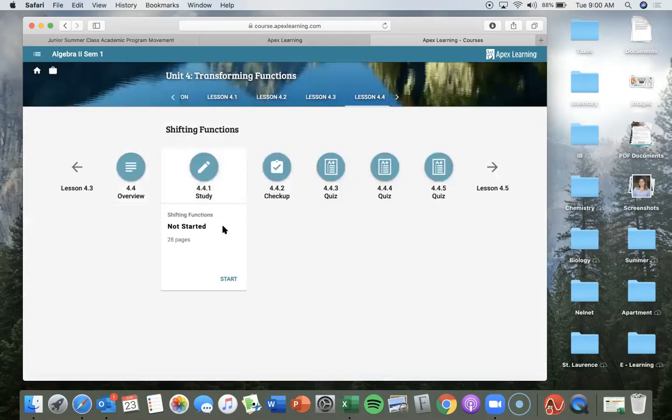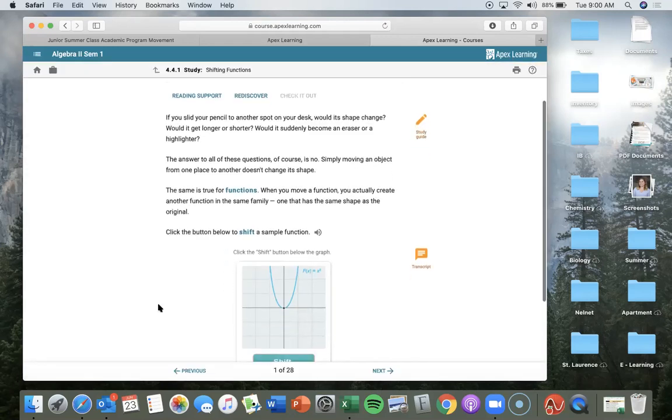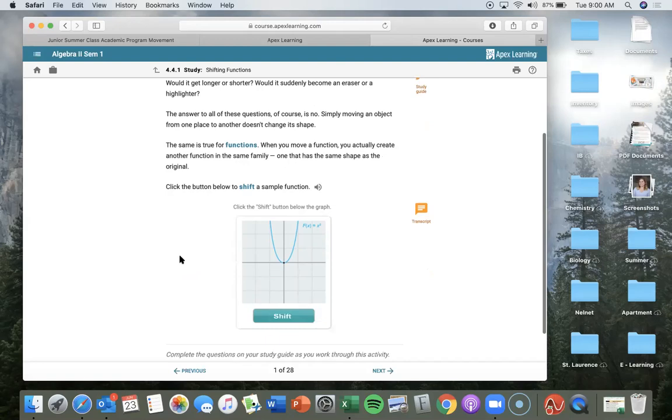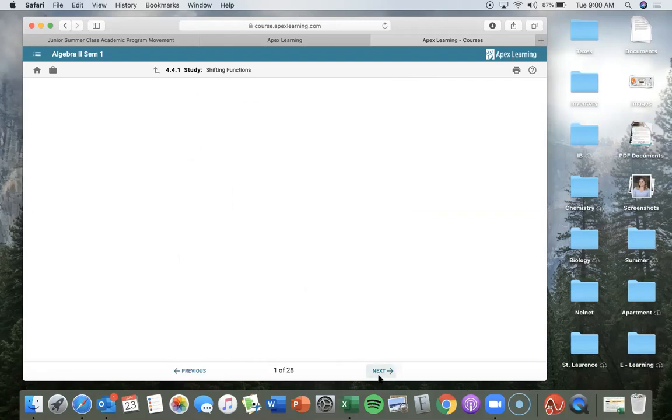All right, so really dealing with the graph's location. Again, if you slide a pencil or a pen on your desk, it doesn't change the shape, doesn't get longer or shorter, it's still a pen. The only difference is that it's at a different location. We can do the same thing for functions. Like I said, we can shift down left, down right, we can shift up, we can move right only, all these different things. So these are examples of shifting graphs.